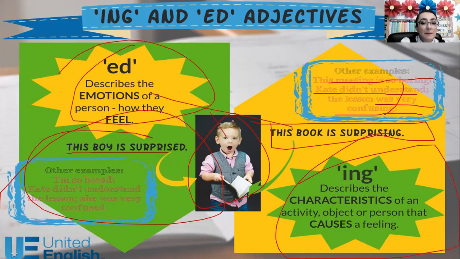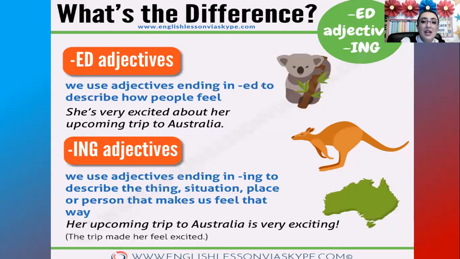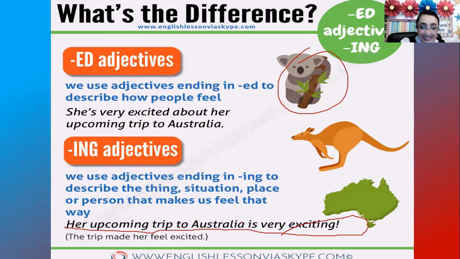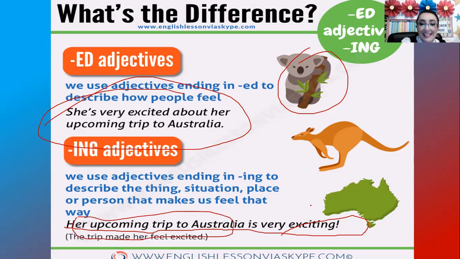Con ED estamos hablando de tus sentimientos, de ti, de la persona. Y con el ING de las cosas. ¿Sale? We use ending ED to describe the people's feeling. She's very excited about her upcoming trip to Australia. Ella está muy emocionada por su próximo viaje a Australia. ING, in order to describe the thing, the situation, the characteristic that makes us feel that way. Her upcoming trip to Australia is very exciting. Su próximo viaje a Australia es emocionante. The trip made her feel excited. El viaje la hace sentir emocionada.